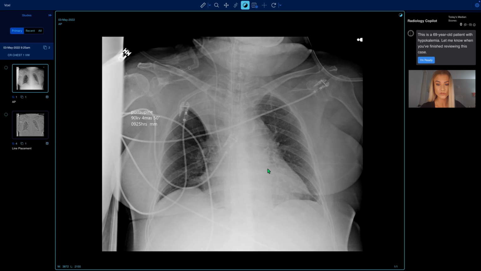Next for C, we'll move on to the cardiomediastinum. When looking at this, we remember that this is an AP radiograph. In this case, the heart is normal because an AP radiograph will make the heart look slightly magnified.